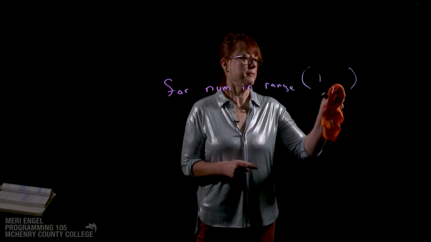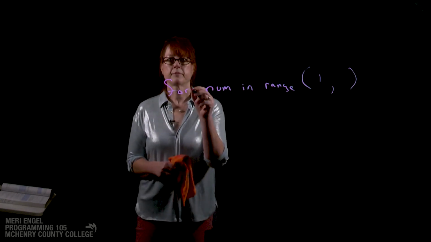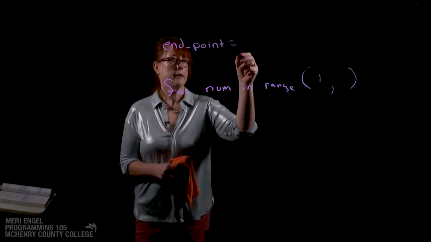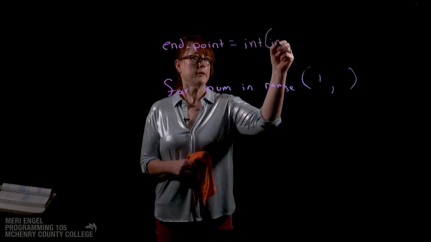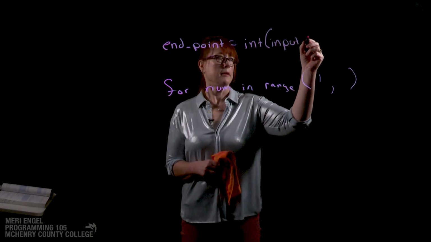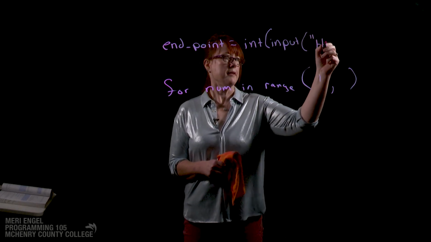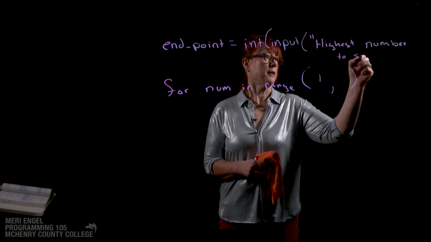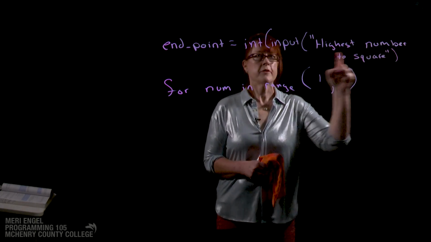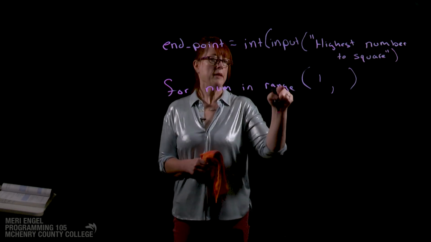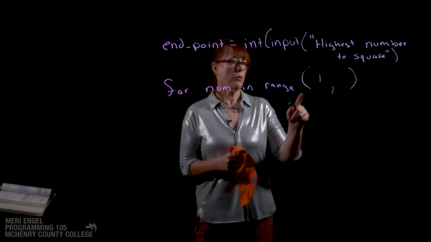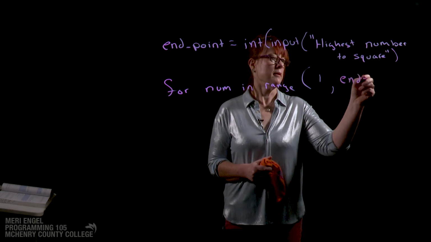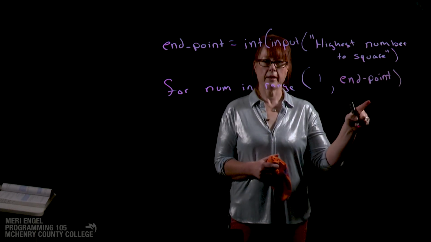We can ask the user, so we'll have a variable of end point, and we'll have it equal to int input, highest number to square. So that gives us our variable endpoint, and then we can work here. So for num in range 1, instead of having a static endpoint like 5, we will do 1, end point. So the user is defining how many times we do it.